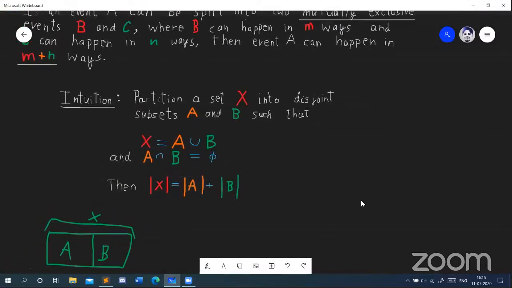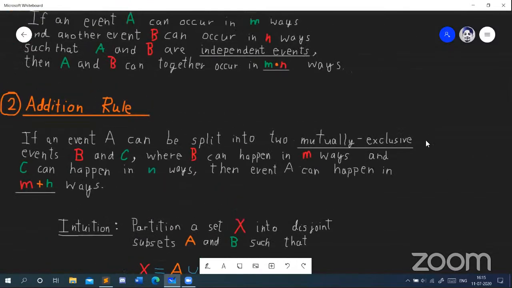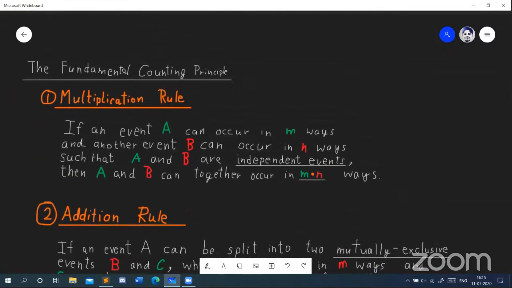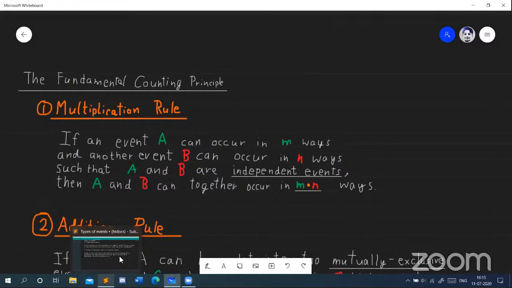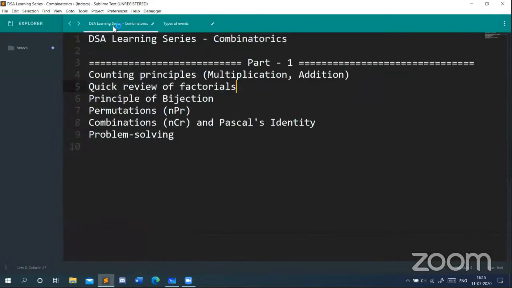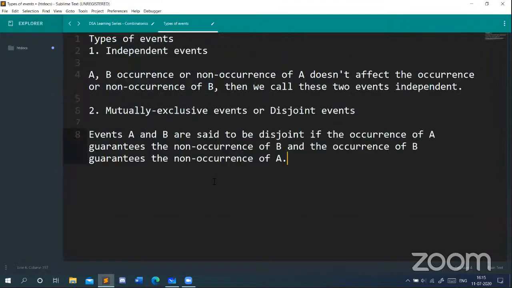Now that we know these two counting principles, we can quickly get to some further concepts. And what do we have next? A quick review of factorials, right? So what is a factorial? I hope you are already familiar with this. If you're not, I'll just give you a quick introduction, right? So if I were to say n factorial.